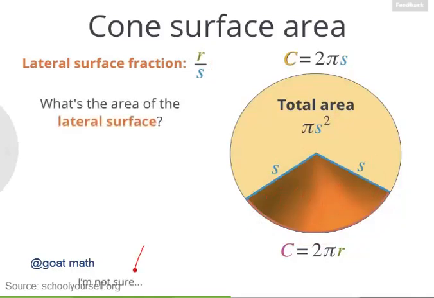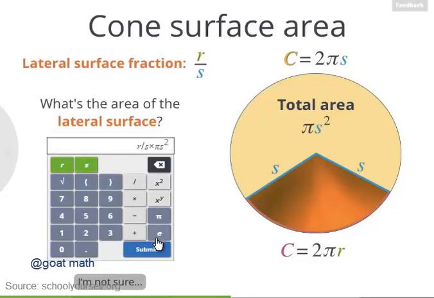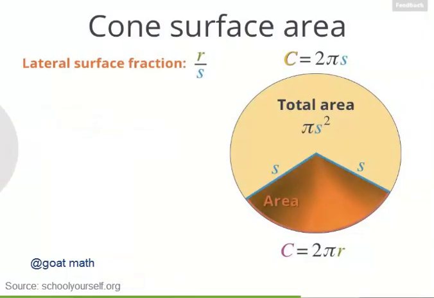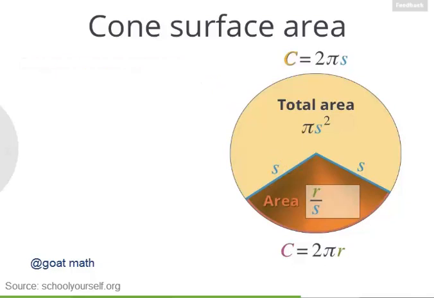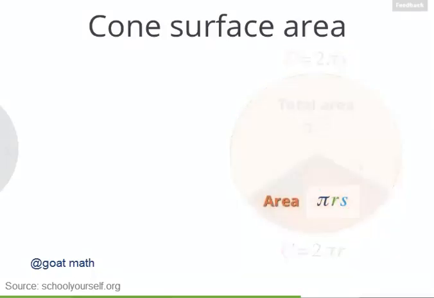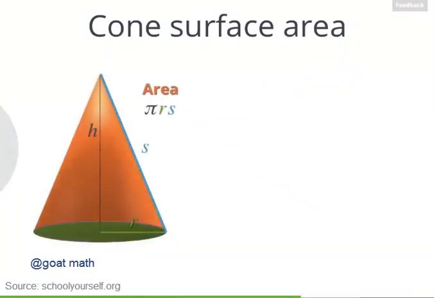If you're not sure, just click down here, and we'll work through this problem together. Exactly. The area of the lateral surface equals the fraction of the circle taken up by the lateral surface, r over s, times the area of the entire circle, which is pi s squared. This s in the denominator cancels out one of the s's in the s squared term, and that leaves us with pi times r times s. And this is the lateral surface area of our cone. It's pi times the radius of the circular base times the slant height.